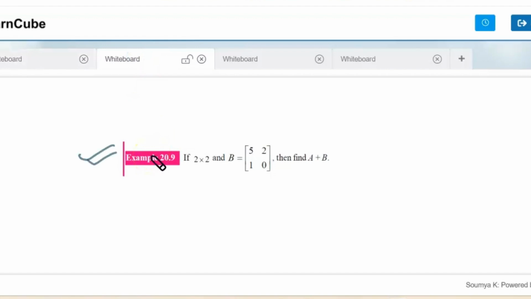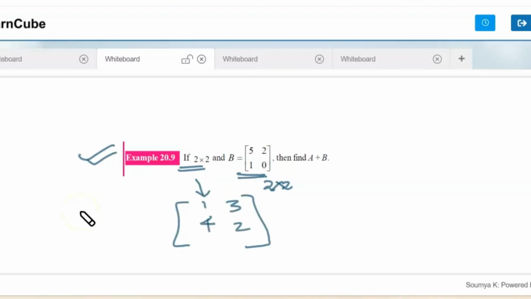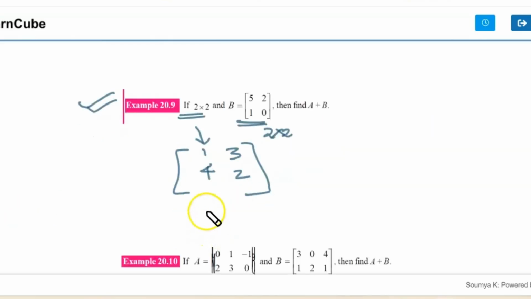So we are covering this example 20.9. What is the question? Let's read. A 2 by 2 matrix A and another matrix B are given to you, and you have to find A plus B. Now see here, the first matrix is of order 2 by 2, and the matrix B is also of order 2 by 2, because two rows and two columns are there. So this is the order of your given matrices, and these are the elements of your matrix A.